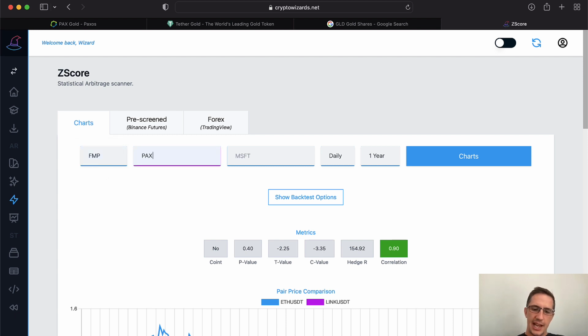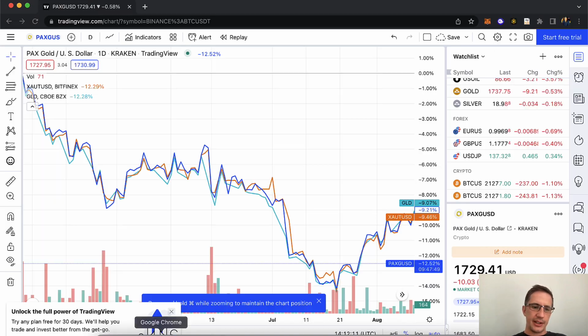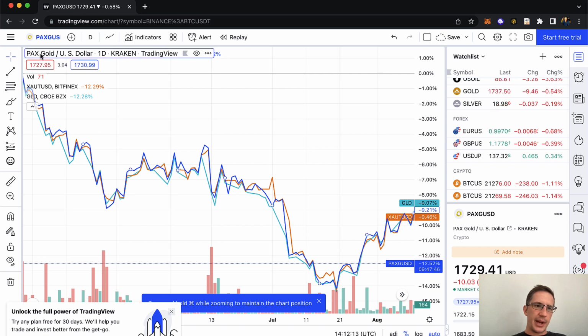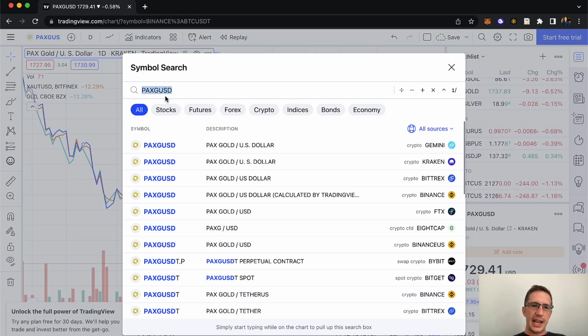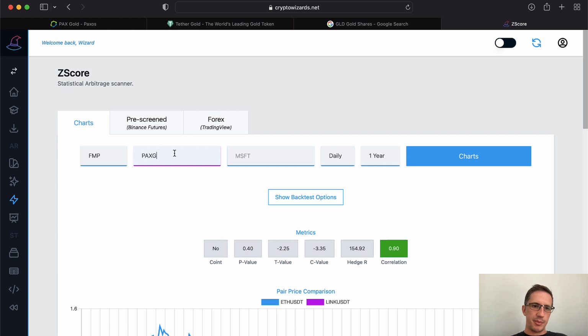And I'm going to put in PAX, Paxos Gold. So PAXG was that? What did we put that as? Let me just go back and look here. So Paxos Gold was PAXG USD. Yeah, that's right. So PAXG USD. And then it was XAUT USD was the other one. And FMP actually have data for both of these.